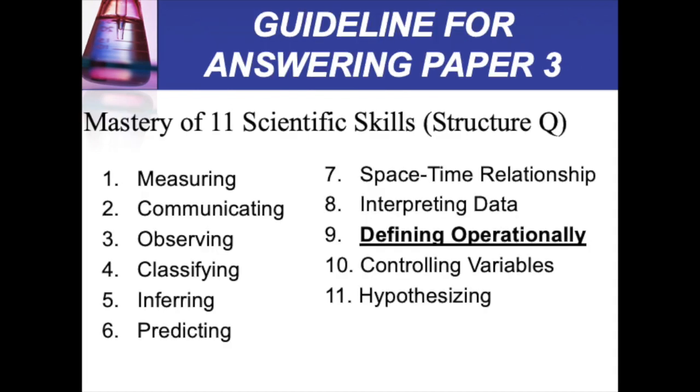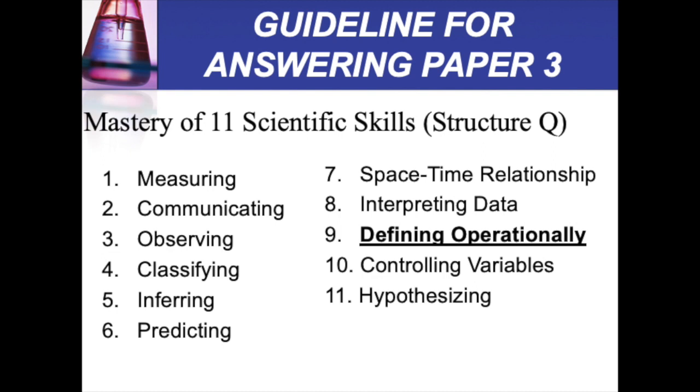Okay, next we are going to see some guidelines to answer paper 3. For structure questions, we will focus on these 11 scientific skills, giving us a total of 33 marks. Measuring is always the first question. Question A, they will give you a diagram. You are going to do some reading based on the diagram and jot down the information. In this case, you need to make sure that the decimal place and also the unit are attached. We are going to see all this information in detail later on.